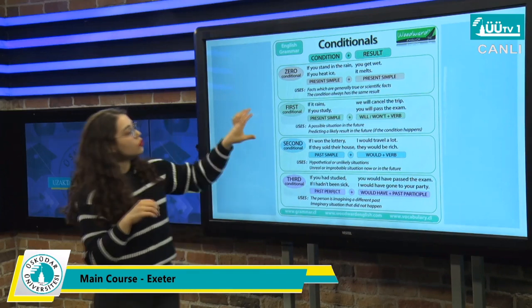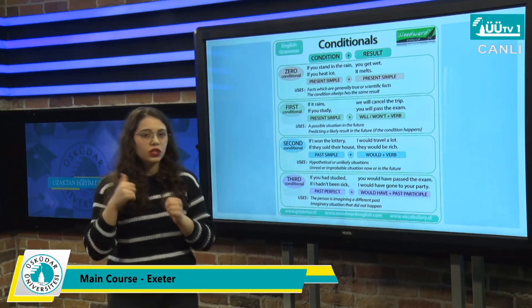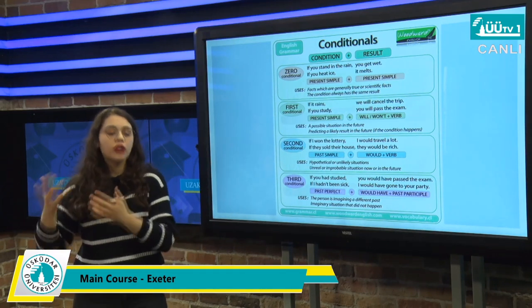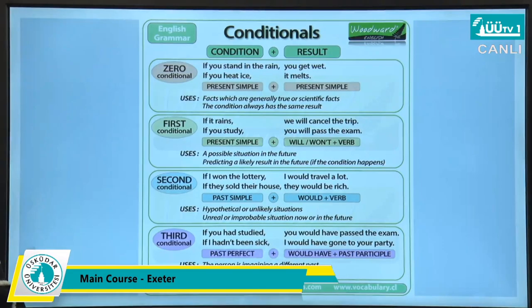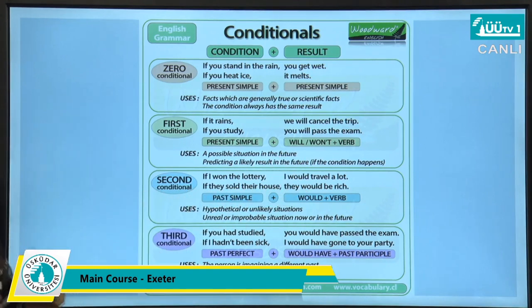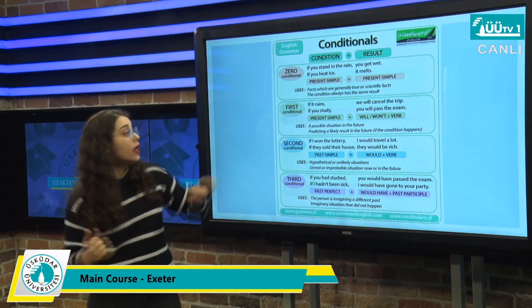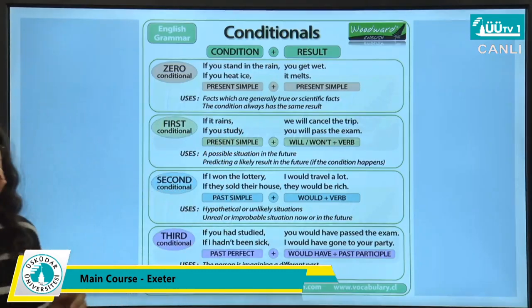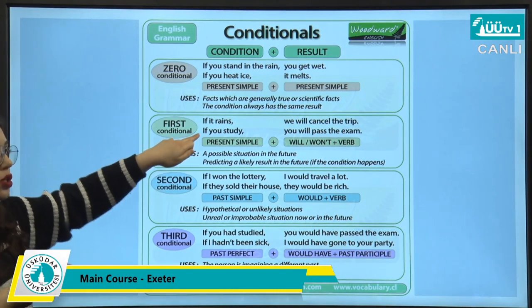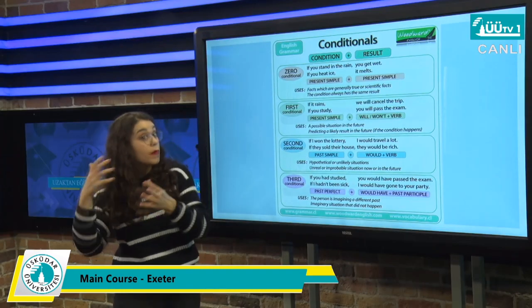And if we go to the first conditional, we use it to talk about a possible situation in the future that is likely to happen, or you're just predicting a result in the future if the condition happens. It is something real, with a possibility of happening. Like, if it rains, we will cancel the trip, or if you study, you will pass the exam. It is not certain that you are going to pass the exam, but if the condition happens, maybe you will pass.